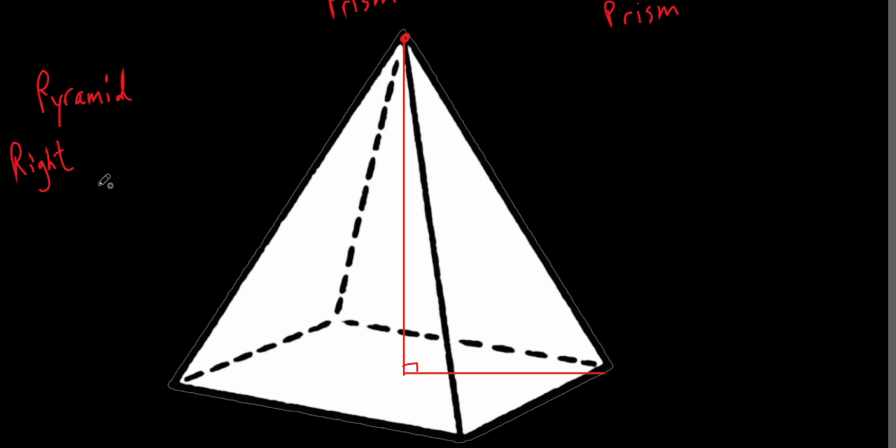What kind of base does this have? Rectangular. We're not really sure it's a square because I don't know exactly if this side is exactly the same as this side, but we could call it a rectangle. It's a right rectangular what? Pyramid. Everybody good with that?